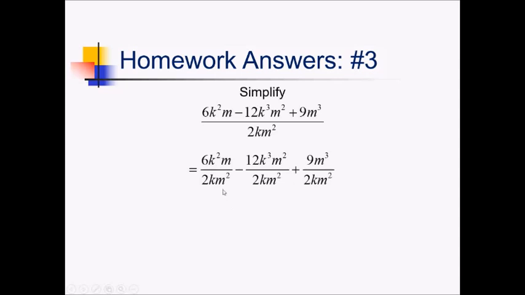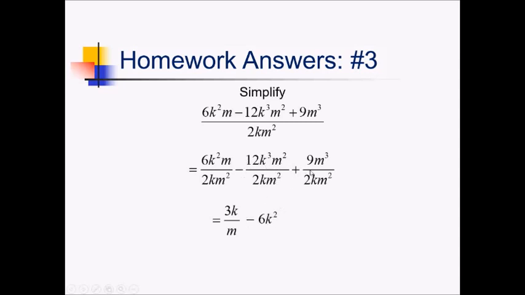All right, just going from left to right using our exponent rules. For this first one, 6 over 2 reduces to 3. K squared over k just gives us a k in the numerator. M over m squared gives us an m in the denominator. So we have a 3, a k over m. And then for this next one, 12 over 2 is 6. This is going to be a k squared in the numerator, and the m squareds cancel out completely. So this is going to be minus 6k squared.